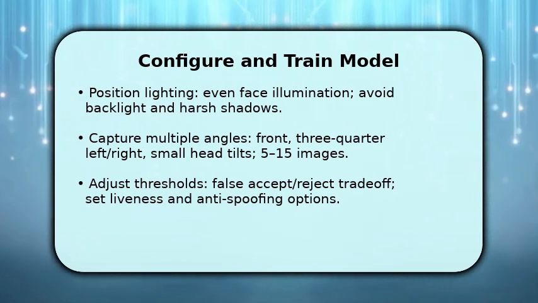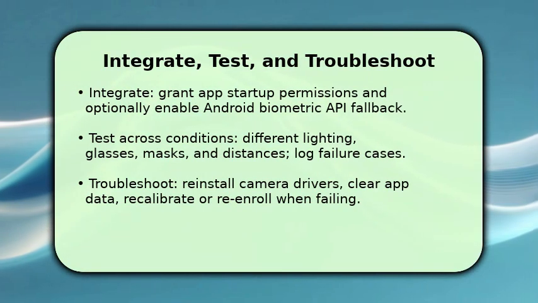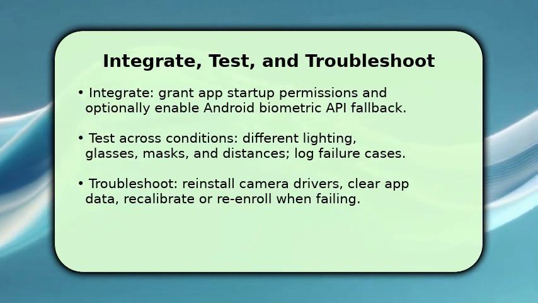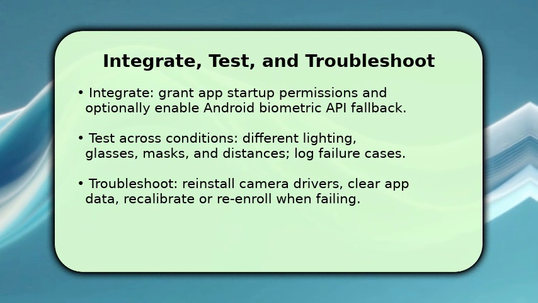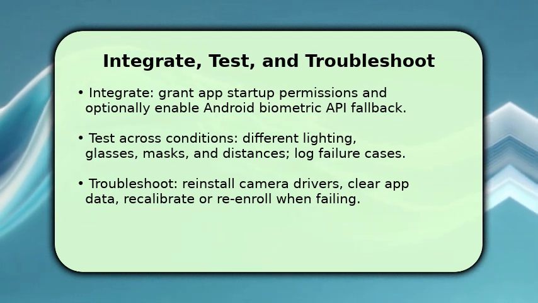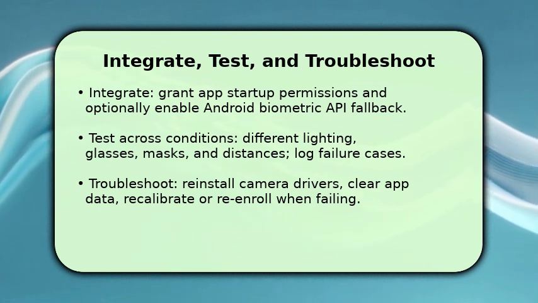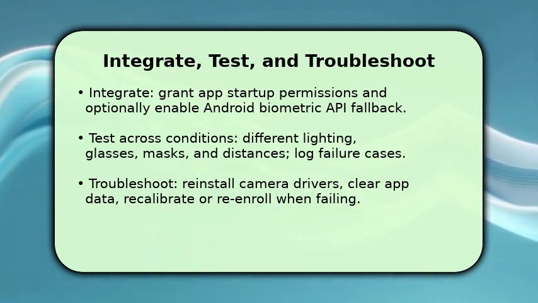You finish by integrating the feature into daily use and thoroughly testing it. Try recognition in low light, bright light, with glasses or mask on, and at varied distances. Log any failure modes. If integration uses the Android Biometric API, ensure fallback and lockout policies are set.